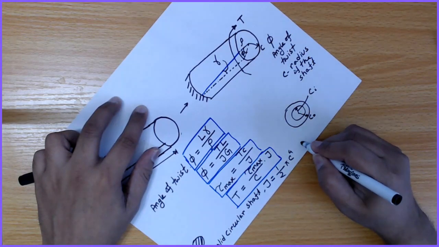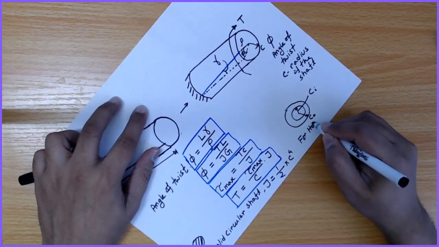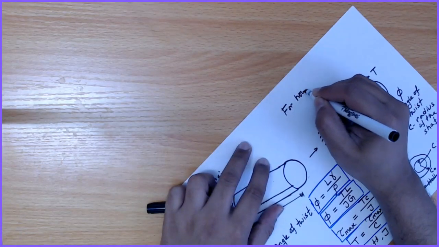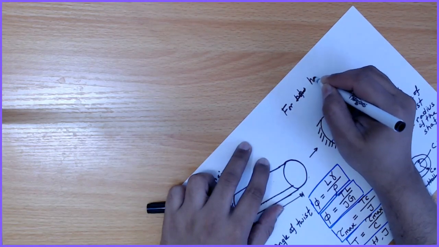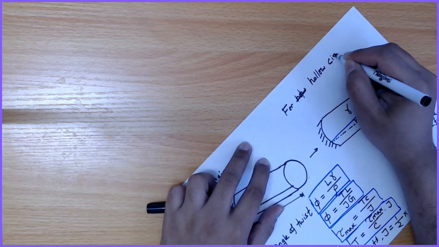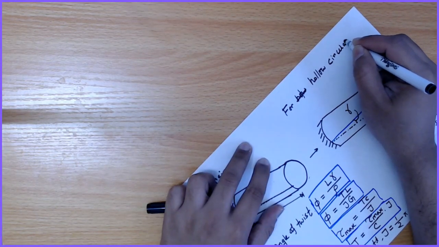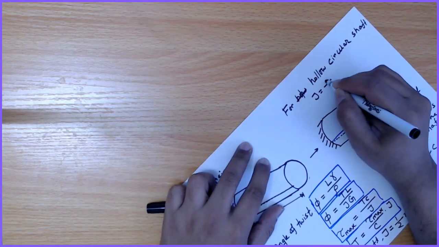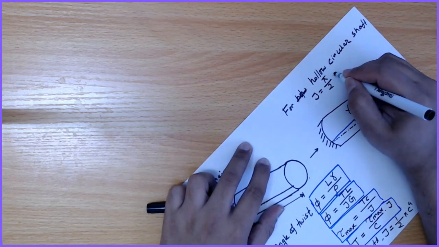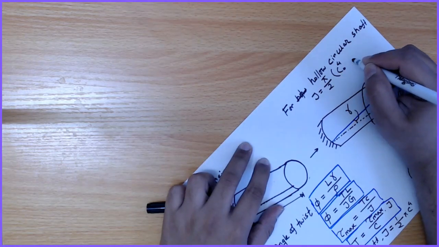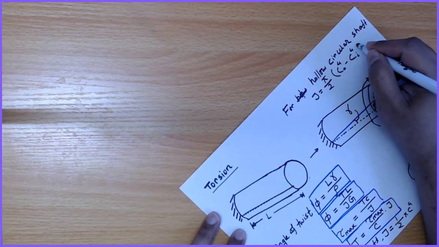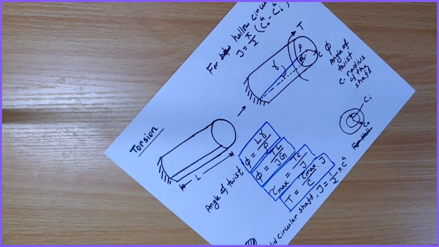For the hollow circular shaft, let me write here: J is pi by 2 times CO, the outer radius, to the power 4 minus CI to the power 4. Okay, so these are the things we have learned in our last class.